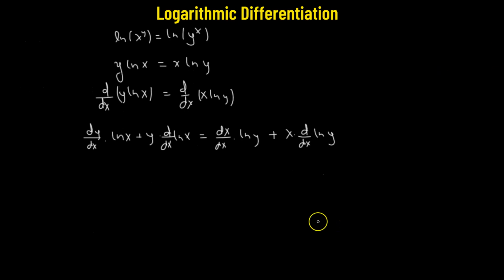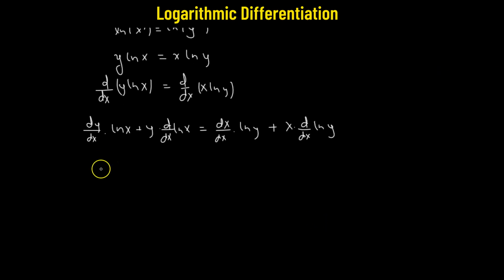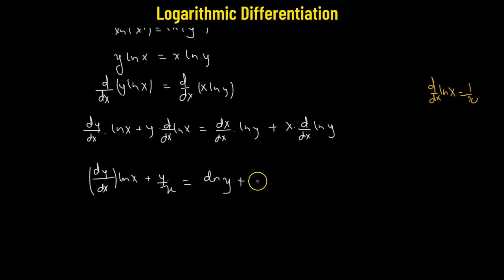Fine. Now let's find out the required derivative. Here we have the derivative of y with respect to x multiplied by log x, plus y times the derivative of the logarithmic function. We know that the derivative with respect to x of log x is equal to 1 over x. So that means we now have y divided by x. This will be equal to the derivative of x with respect to x, so that's simply 1. So we are only left with log y, plus x times the derivative of the logarithmic function, which will be 1 over y. But since we have a y here instead of an x, we will multiply by dy over dx.